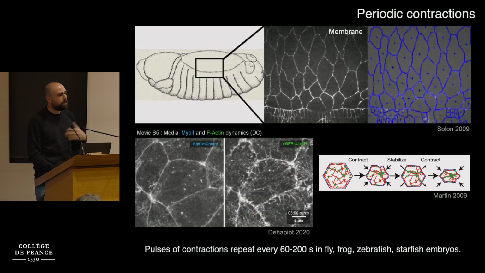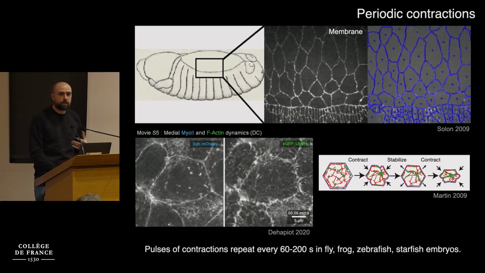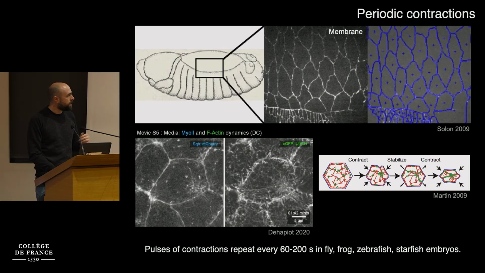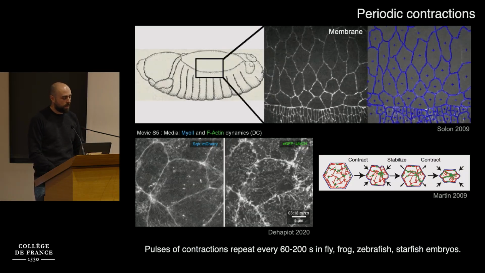And this is conserved in fly, in fish, in frog, in starfish. This has been observed and described in many different organisms. And those pulses vary in period between 60 and 200 seconds, depending on the species and the tissue.